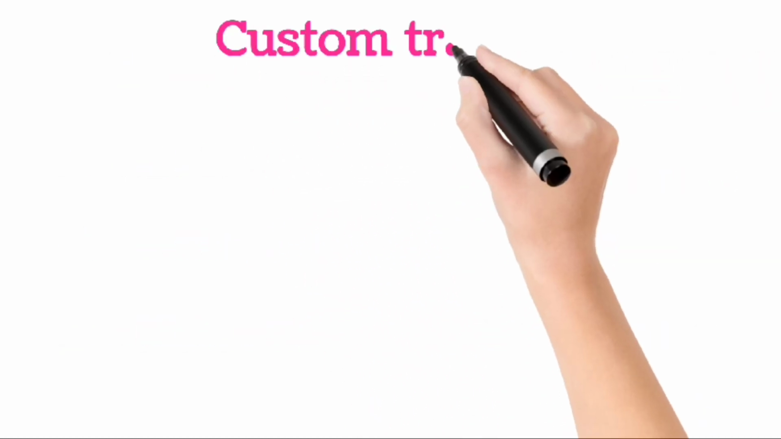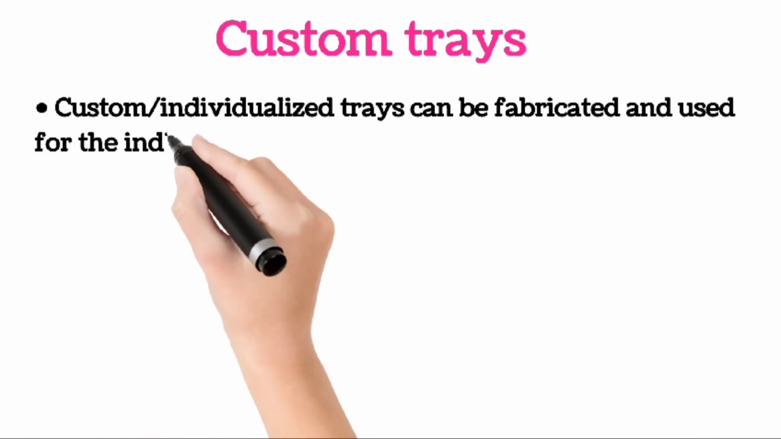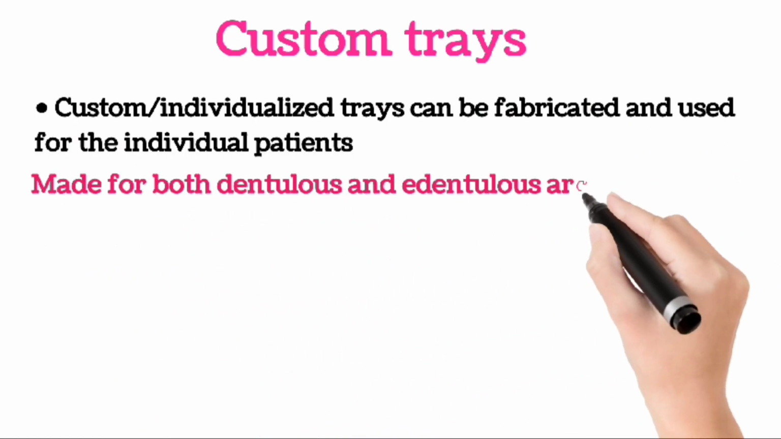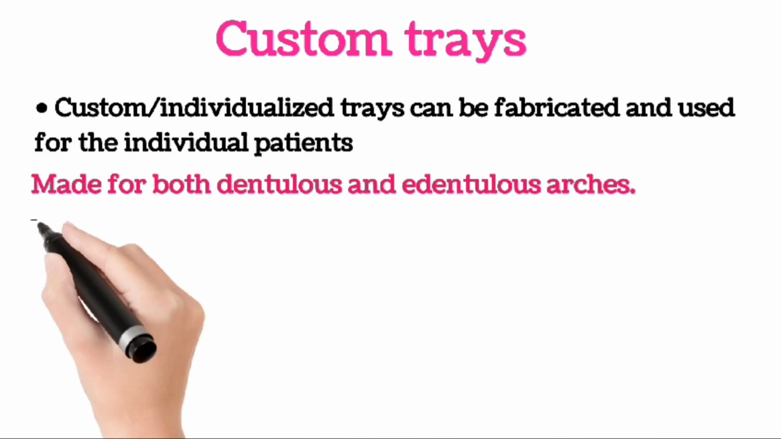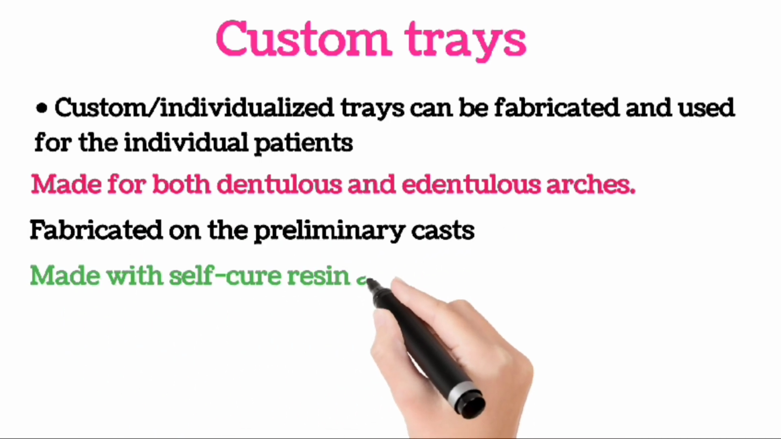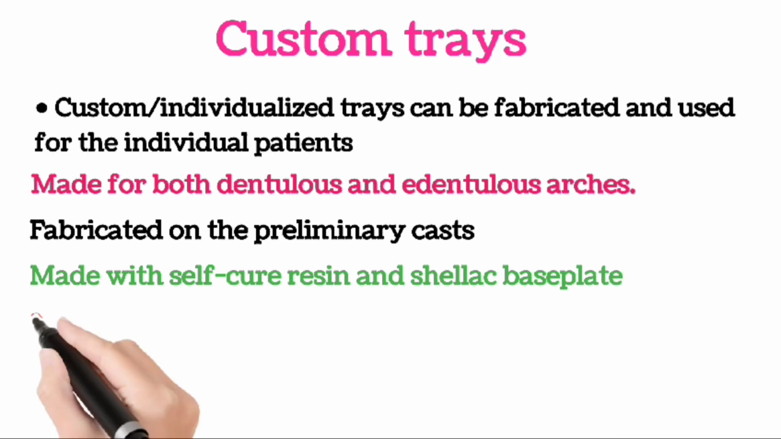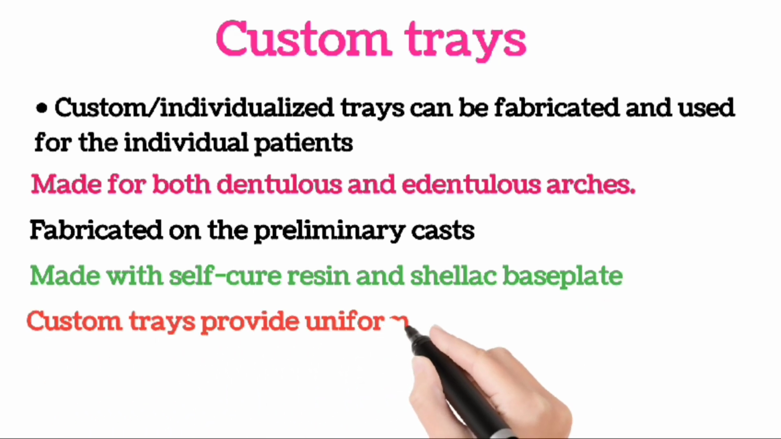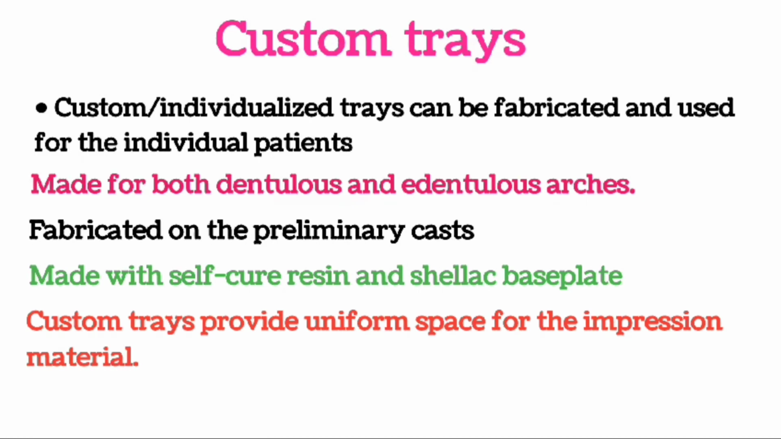Custom or individualized trays can be fabricated and used for the individual patients, made for both dentulous and edentulous arches. The custom trays are fabricated on the preliminary casts. Custom trays can be made with self-cure resin and shellac baseplate. Custom trays provide uniform space for the impression material.